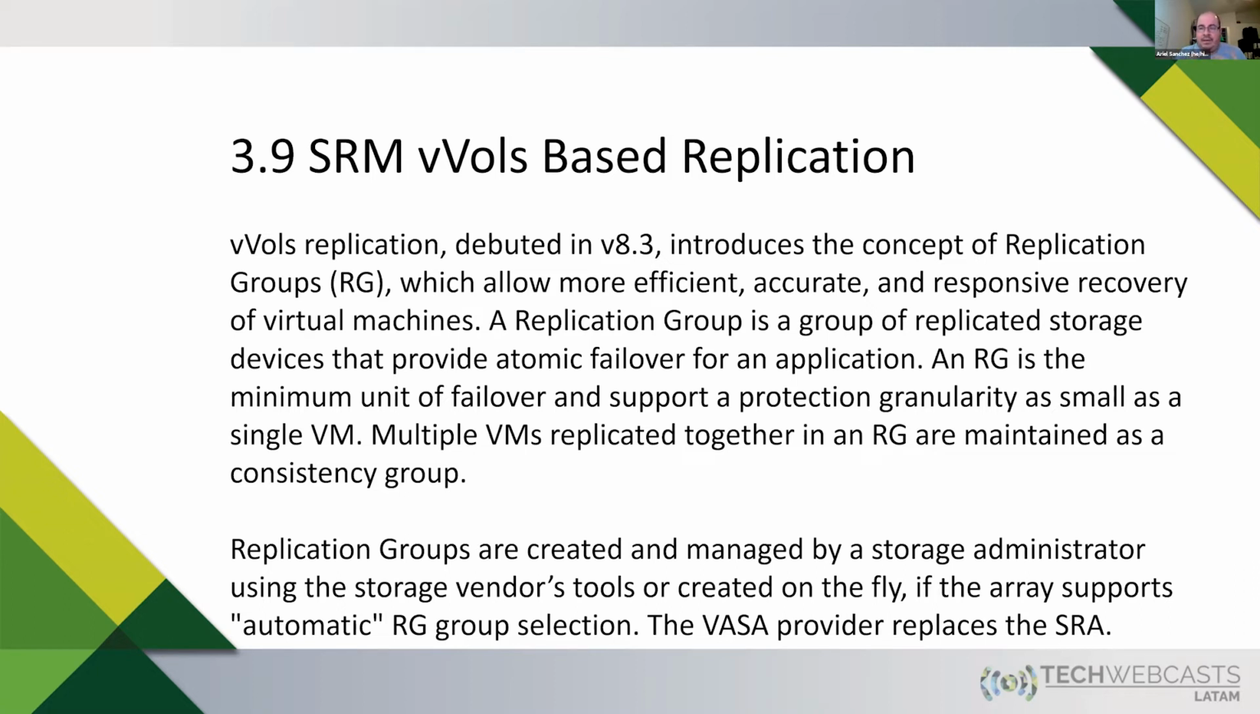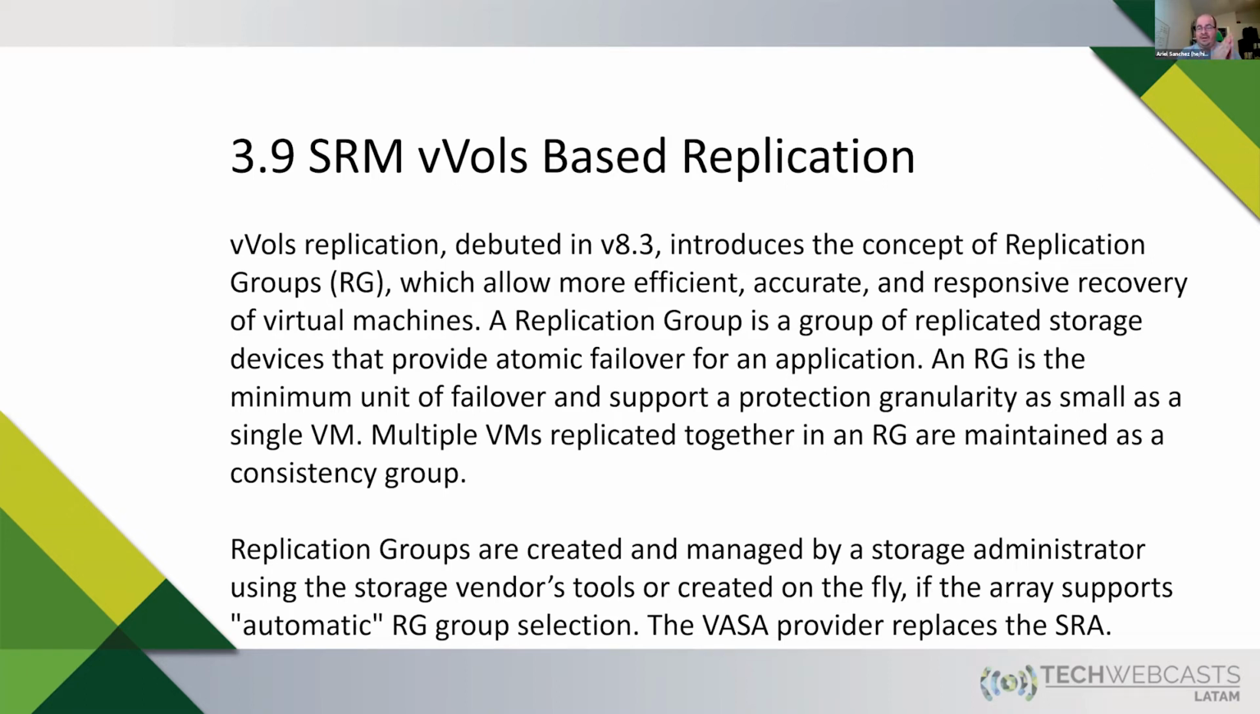And you again are configuring things in the array. You're configuring something called a replication group. That replication group is actually guaranteed to be consistent. So you're gaining some features of each. You're able to do replication groups where they can be as small as a single VM, or you can include several VMs in a replication group. But that replication group is consistent.